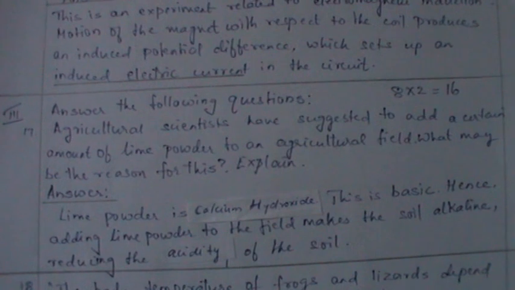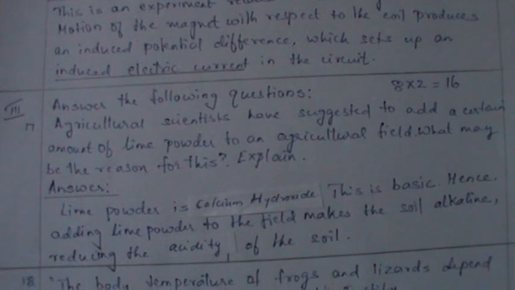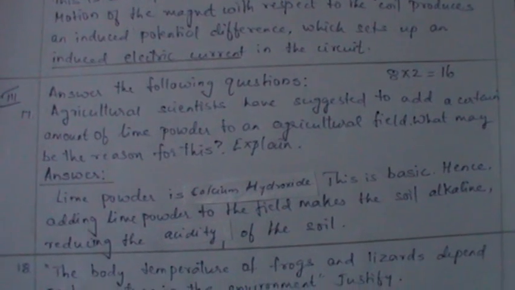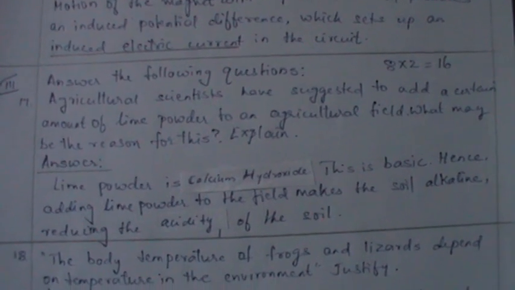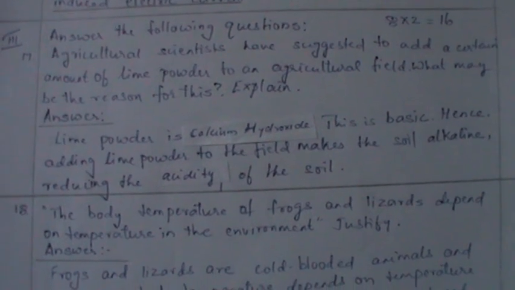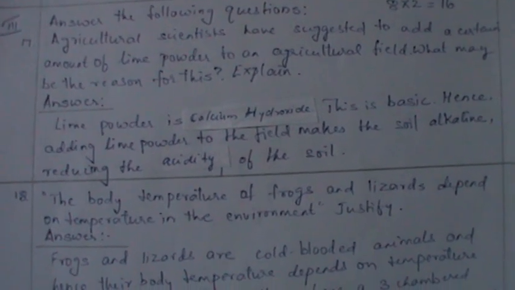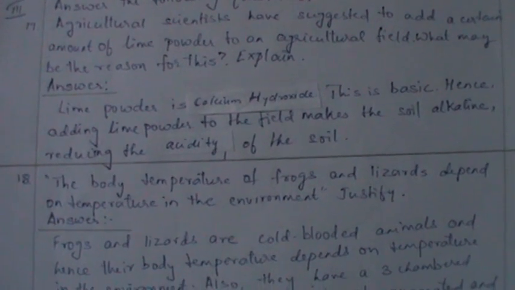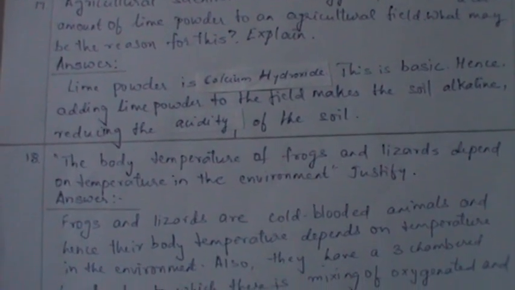Question number 17. Agricultural scientists have suggested to add a certain amount of lime powder to an agricultural field. What may be the reason for this? Explain. Answer. Lime powder is calcium hydroxide. This is basic. Hence, adding lime powder to the field makes the soil alkaline, reducing the acidity of the soil.